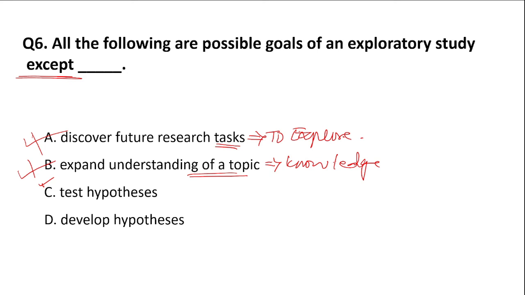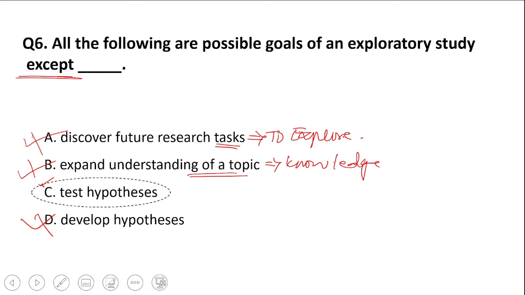Same for option D. Option D is develop hypothesis. In exploratory research, the hypothesis development stage occurs. That means option D is also incorrect because it is a goal of exploratory research. So test hypothesis is not a goal of exploratory research, and option C is correct.